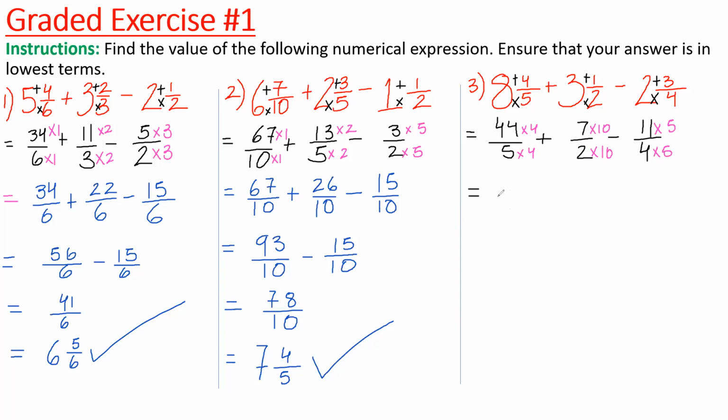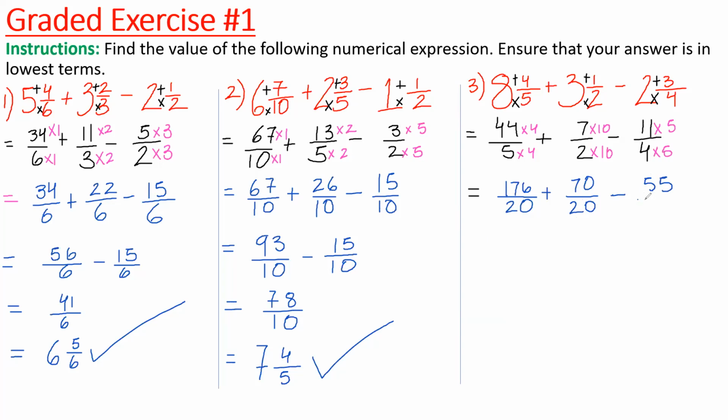Then we add 44 times 4, which is 176, over 20, minus 55 over 20. How do you get 55? 11 times 5 is 55, and 4 times 5 is 20.